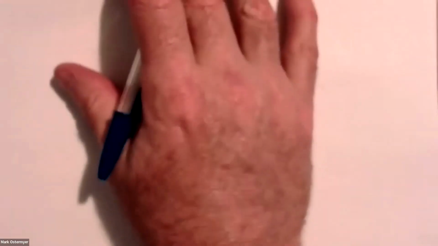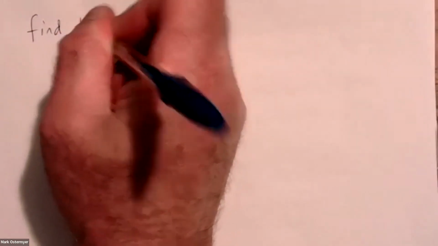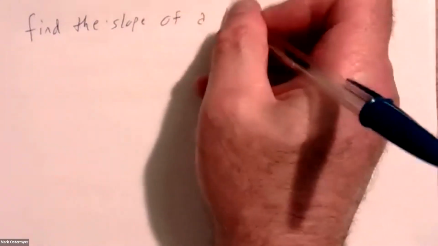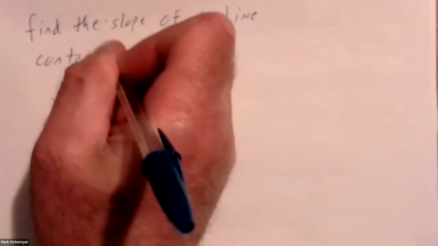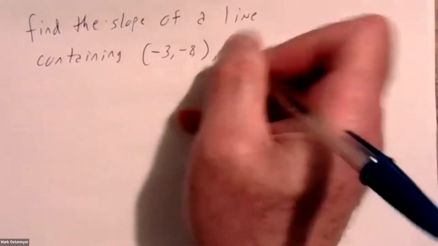All right, so using that slope formula, let's see if we can compute the slope of the line. Okay, we're going to try to find the slope of a line containing these 2 points: (-3, -8) and (4, 6).